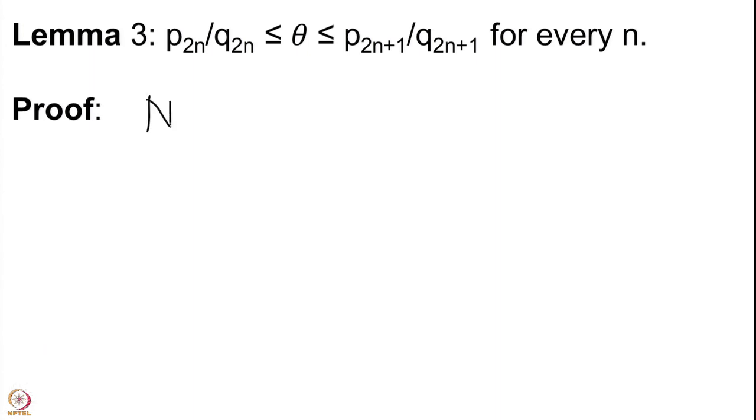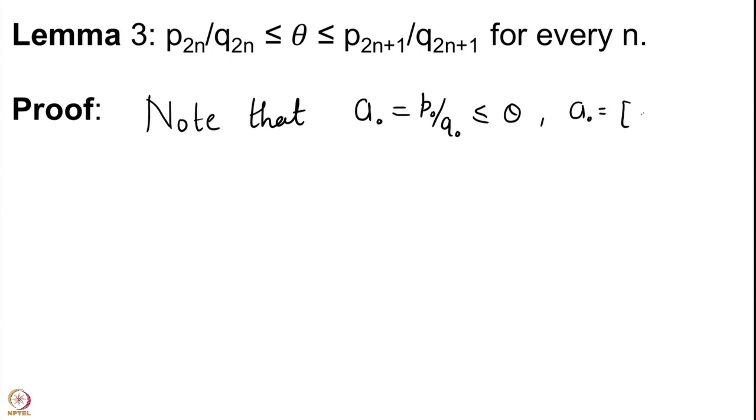So, note that A naught, which is our P naught by Q naught, is less than or equal to theta, because A naught is nothing but the integral part of theta. So, when n is equal to 0, this side of the inequality is proved.